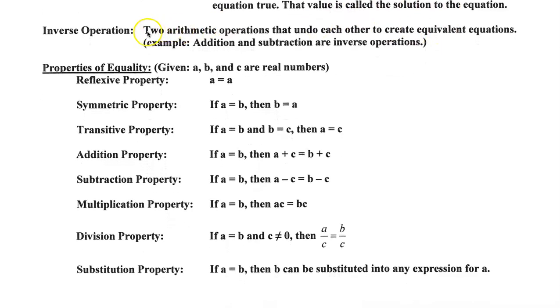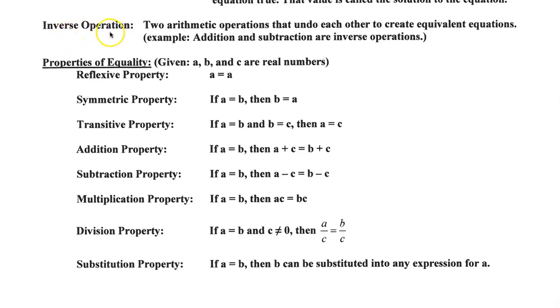How do we solve the equation? Well, we use what's called an inverse operation. So that means we undo the operation. For example, addition and subtraction are inverse operations, right? If you want to get rid of a positive value, you can subtract it from both sides. What lets us do that? Well, these properties of equalities.